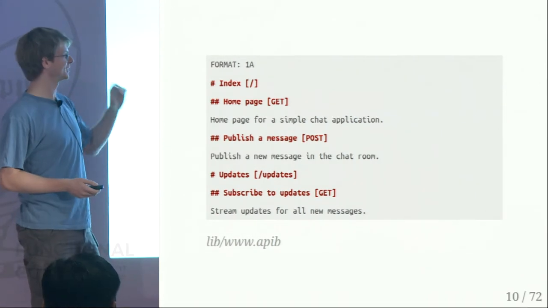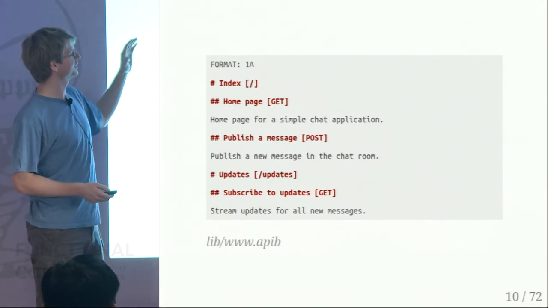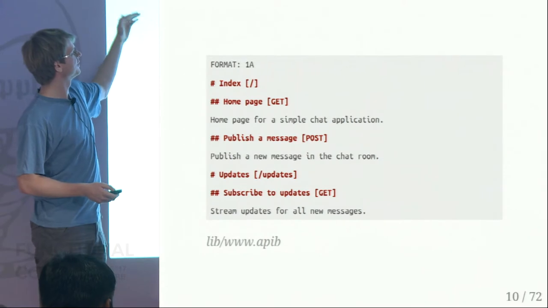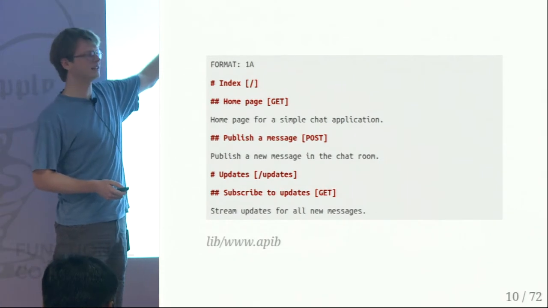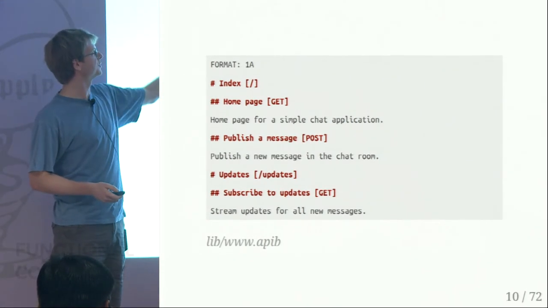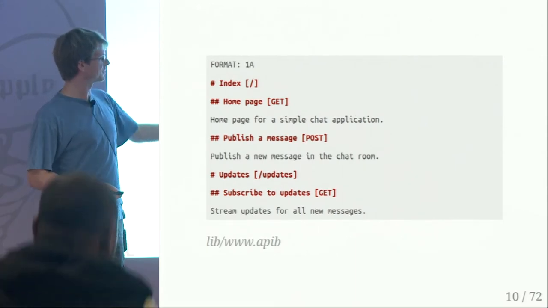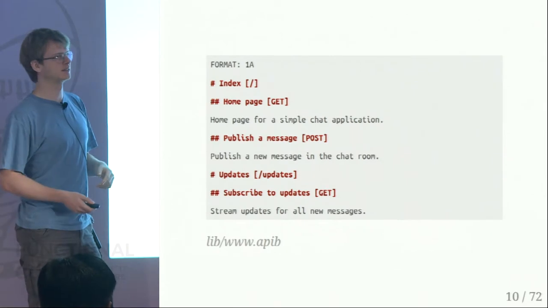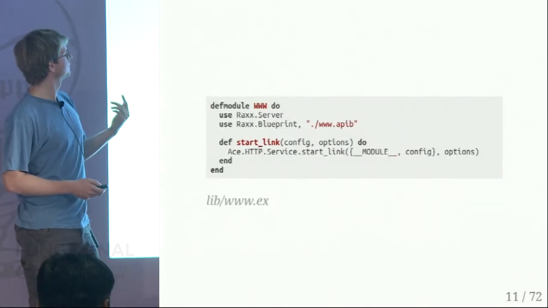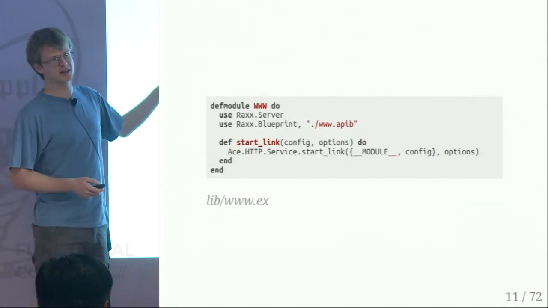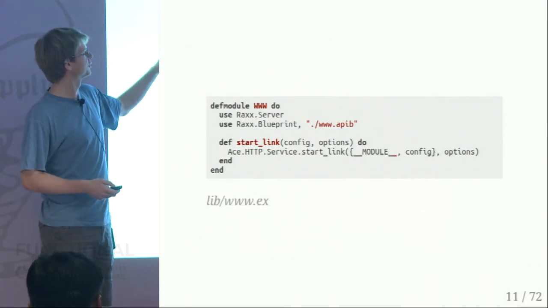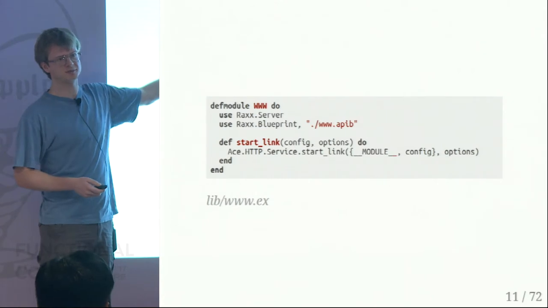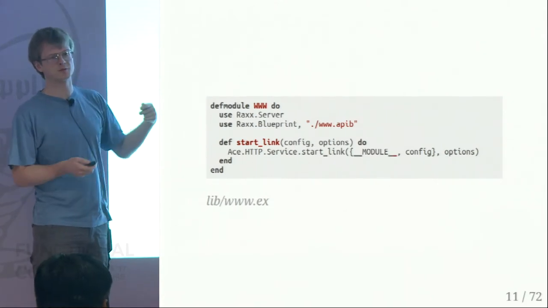This is API Blueprint. It's a specification for our web application. We have a home page action, which is a get at the index. We have a publish a message, which is a post to the index. And we have a stream of updates, which is a get from the update path. And we're going to send down a stream of messages there. To use this blueprint, in Elixir, there's this Rack layer we've got. We want a Rack server. And we want to use that blueprint to route to that.